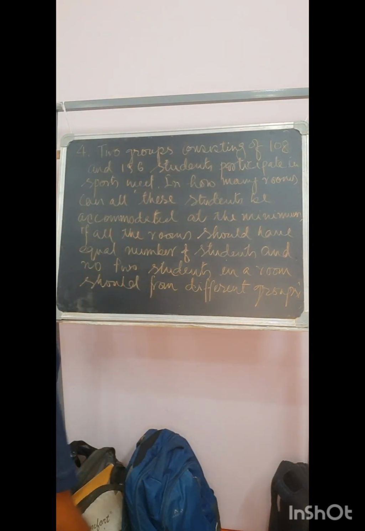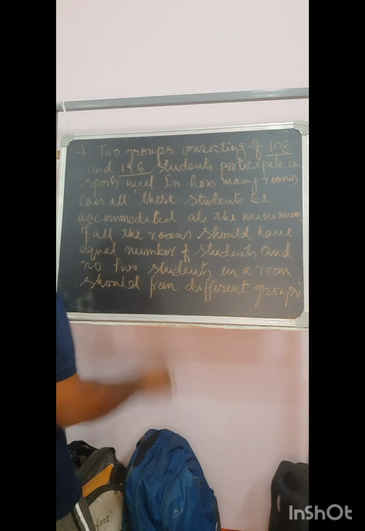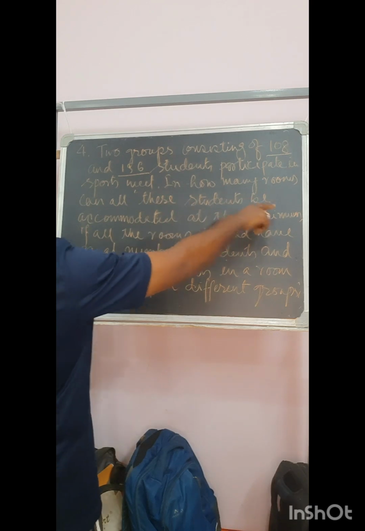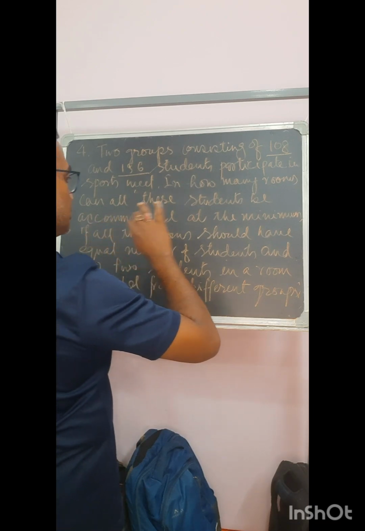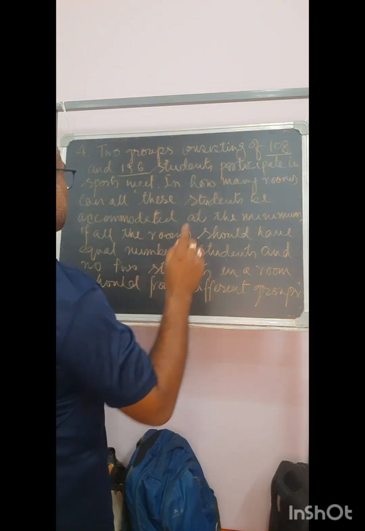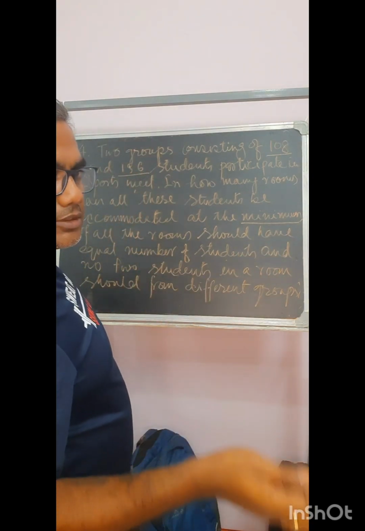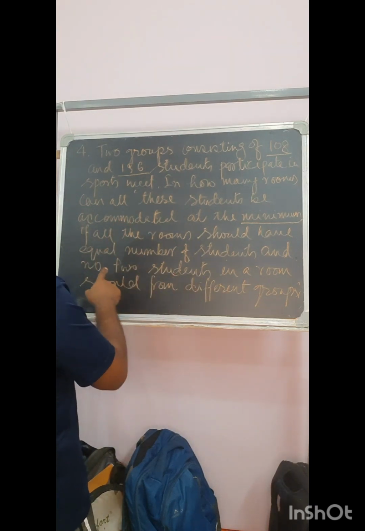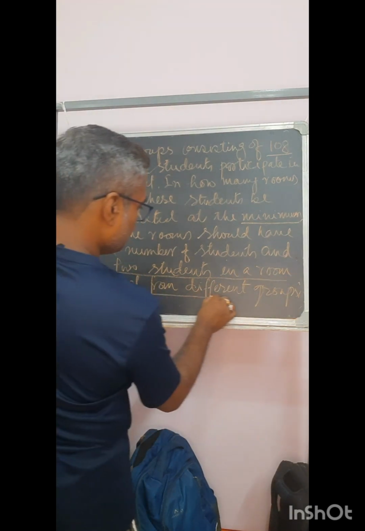Let's read it out again. Two groups consisting of this and this number of students participated in sports meet. In how many rooms can all these students be accommodated at the minimum? That means you have to accommodate the maximum number of students in every room. The condition is that you have to use the minimum rooms. So one thing is that you have to put maximum students in there, but the limitation is that no two students in the room should be from different groups.